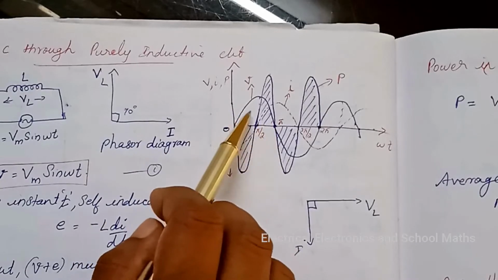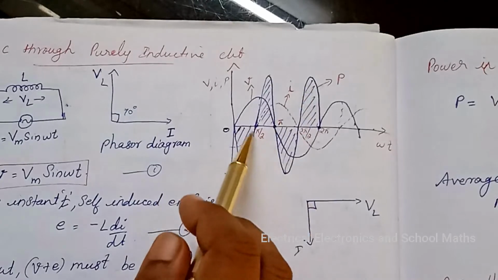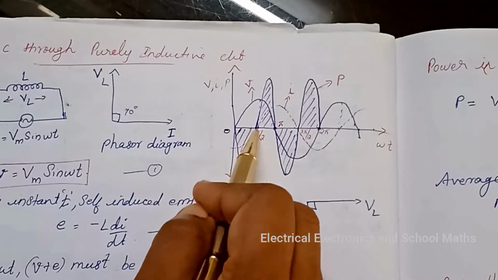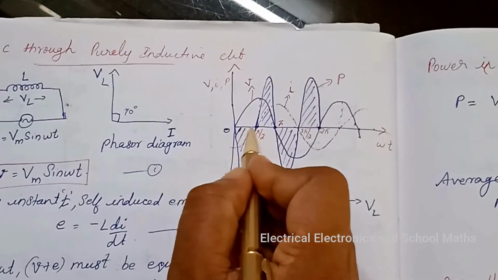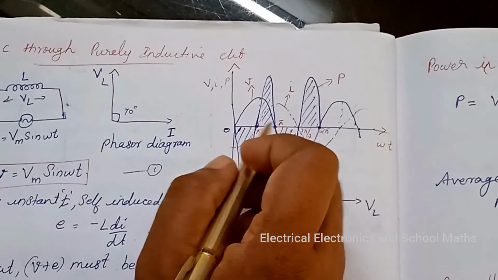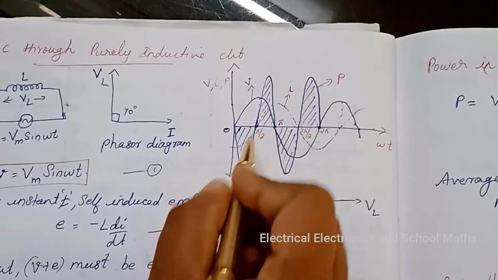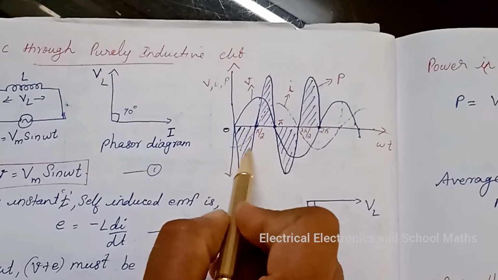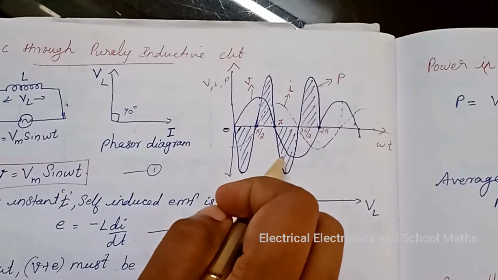And these are the waveforms of voltage, current and power. So, here the current lags behind the applied voltage by an angle of 90 degrees. That is, the current starts after an angle of pi by 2. And this is the waveform of power. So, while taking the average value, it will be 0.